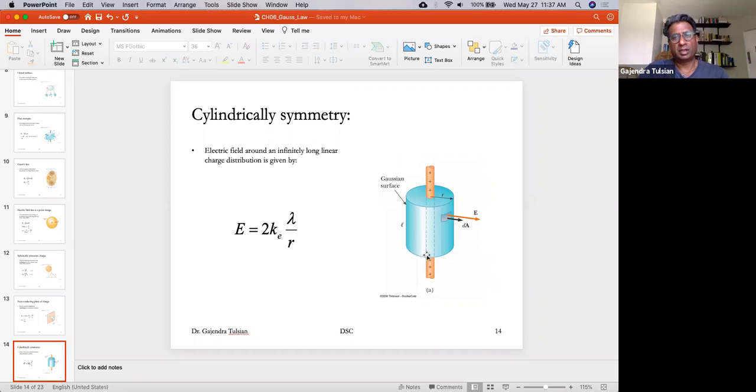So here it's an infinitely long linear charge with a uniform linear charge density, and the electric field from a linear charge density is E is 2 times the Coulomb's constant times lambda divided by R, the distance from the linear charge density. And as you can imagine, the electric field is always perpendicular to this enclosing cylindrical surface. So that's again something you can do using Gauss's law.